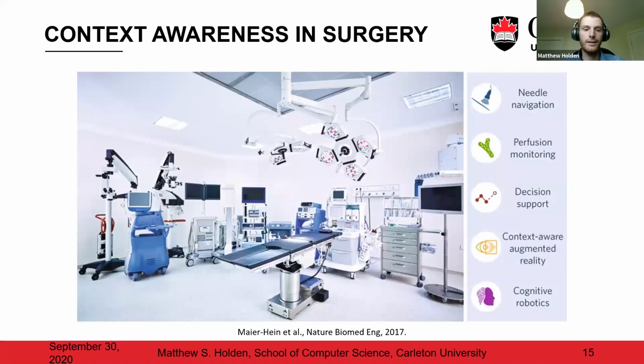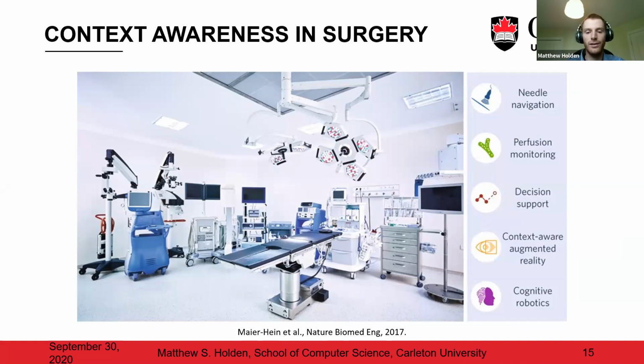So we don't simply wish to collect data from the operating room, naively apply some machine learning method and compute a result. We wish to somehow integrate domain knowledge from clinical experts into this pipeline. So one of the projects that we have ongoing is in context awareness in surgery. And in order to achieve context awareness in surgery, one of the things that we need to do is we need to formally define surgery.